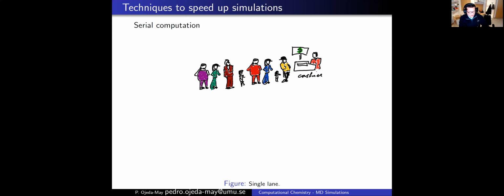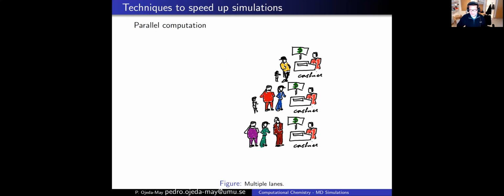So the problem could be if our machine has only one CPU, and imagine how long it will take to compute a single energy calculation, right? A single step. So that will be a long time. But imagine that instead of that, we divide the problem. As in the case of this cashier, the line was very long because there was only one cashier. But if we put 3, then we can divide the work, right?